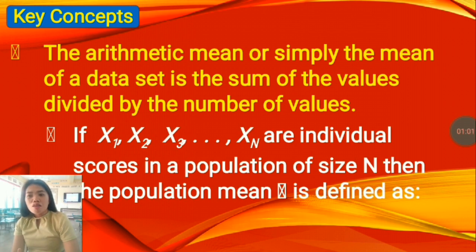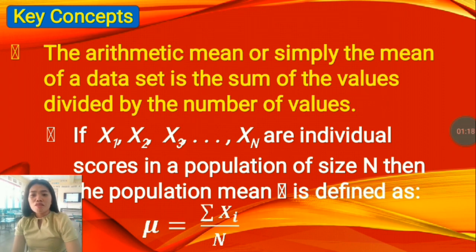So if x sub 1, x sub 2, x sub 3, and so on until x sub n are individual scores in a population of size N, then the population mean is defined as mu is equal to the summation of x sub i all over N. Mu is a lowercase Greek letter that symbolizes or represents the mean.